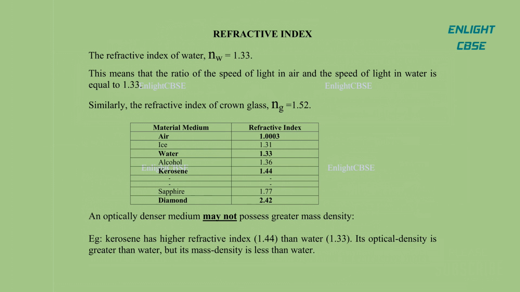An optically denser medium may not possess greater mass density. For example, kerosene has a higher refractive index, 1.44, than water, 1.33. Its optical density is greater than water, but its mass density is less than water.